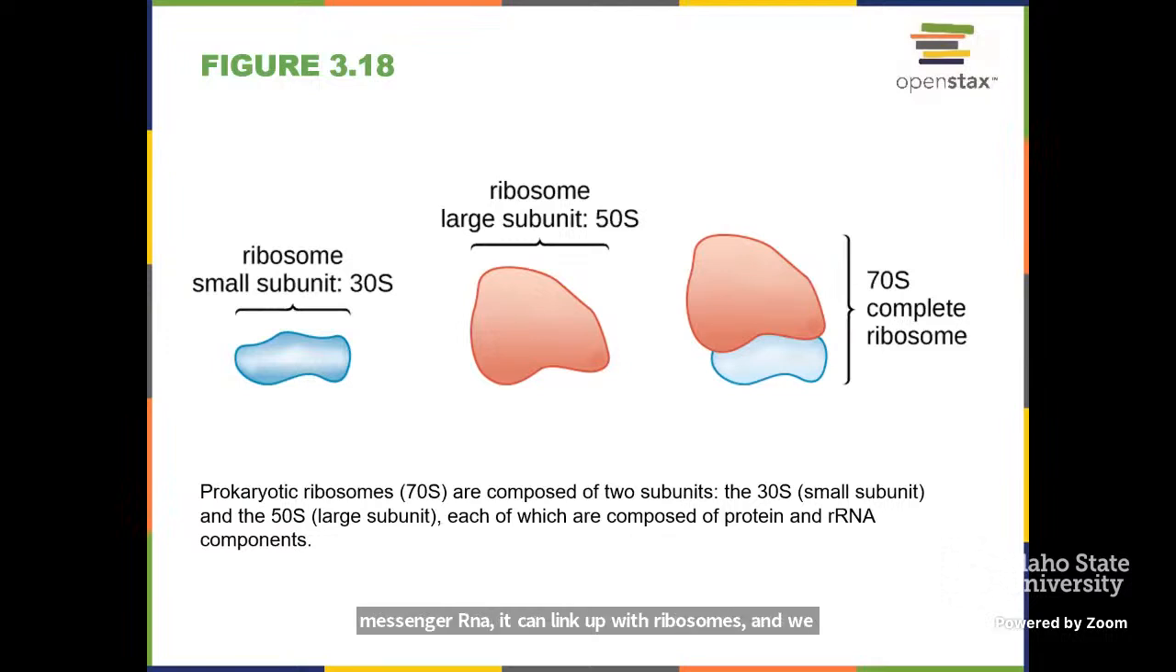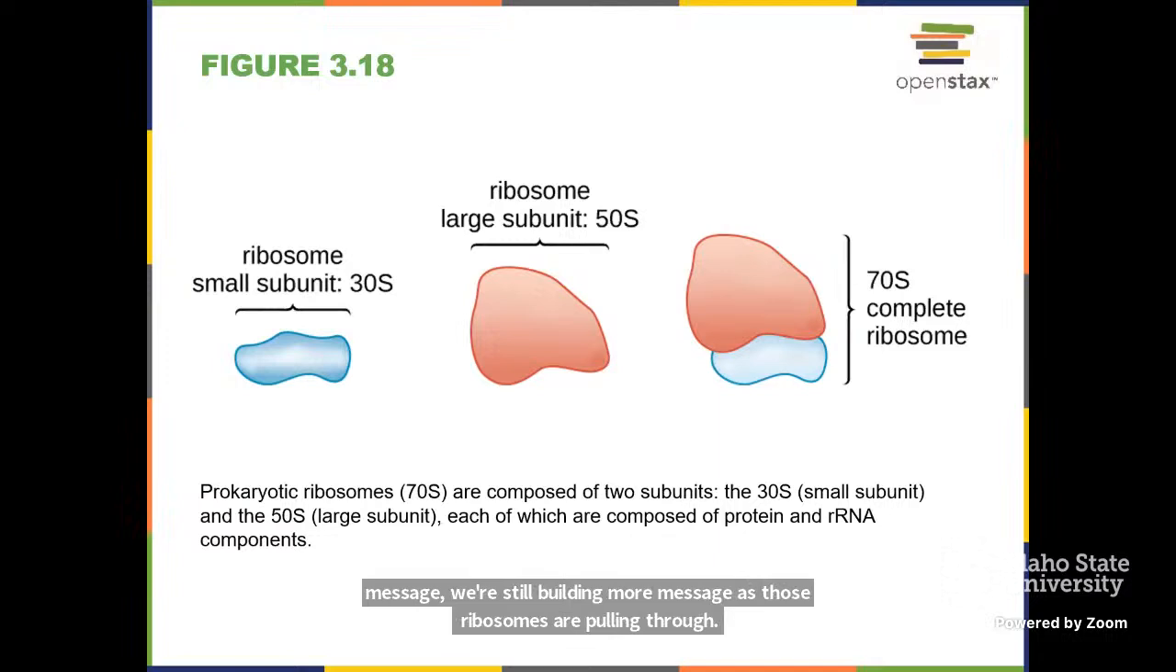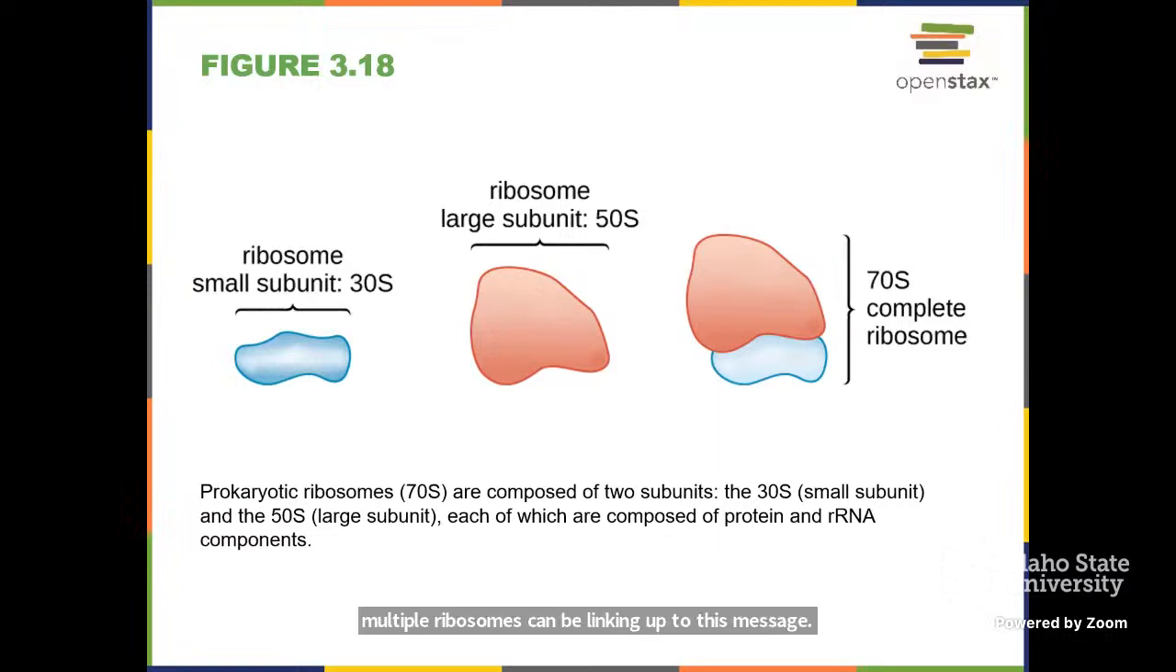We don't need to process, we don't need to do anything like that. It is almost the second we start saying, let's build a protein, we make it. And as we start moving through that message, we're still building more message. As those ribosomes are pulling through there, multiple ribosomes can be linking up to this message. And it's like a little assembly line, a little factory where we're pumping out massive amounts of proteins simultaneously.